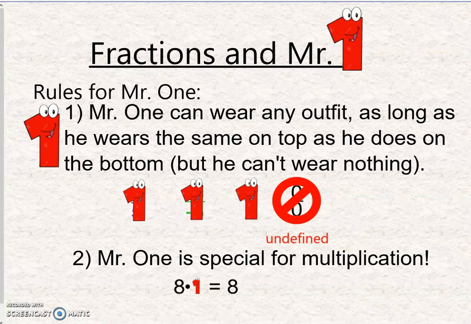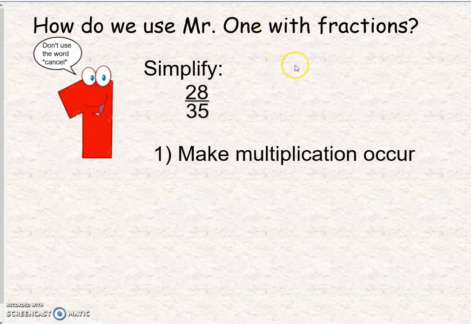So let's take a look at how Mr. 1 is used for fractions from elementary school. In elementary school, you had to simplify or reduce a fraction like 28 over 35. And I think a lot of times in elementary school, teachers would be tempted to use the word cancel, that you cancel numbers. I don't care for that because I think it makes kids think that numbers are magically disappearing, when that's really not what's happening at all. So let's look at how we go through this process of simplifying 28 over 35 without using the word cancel, but understanding the logical mathematics behind it.